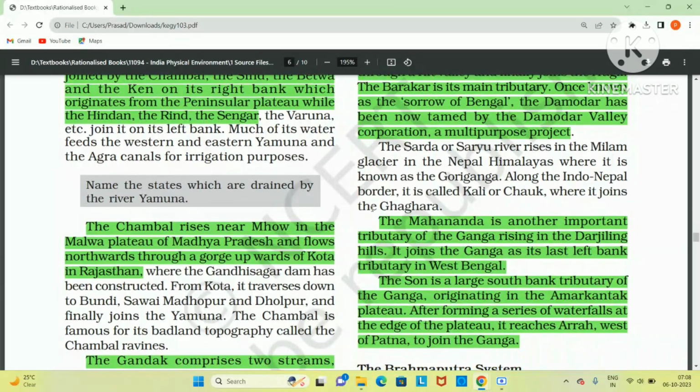The Son is the largest south bank tributary of the Ganga, originating in the Amarkantak Plateau after forming a series of waterfalls at the edge of the plateau. It reaches Ara west of Patna to join the Ganga.